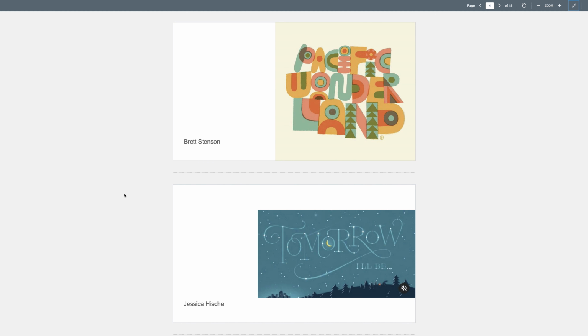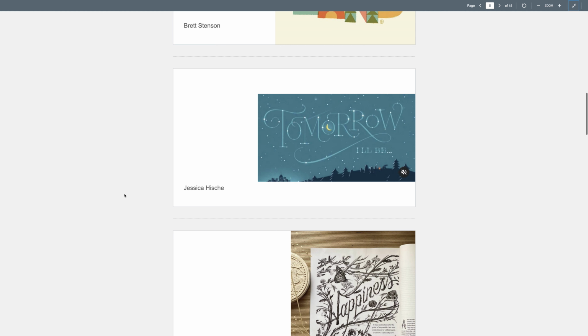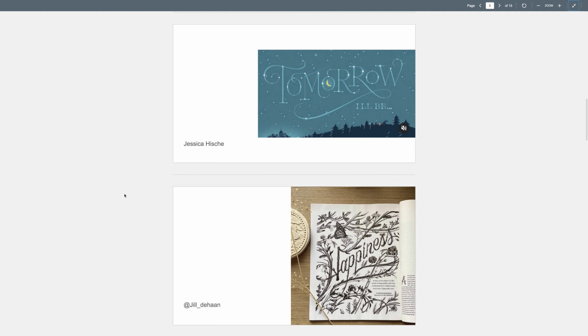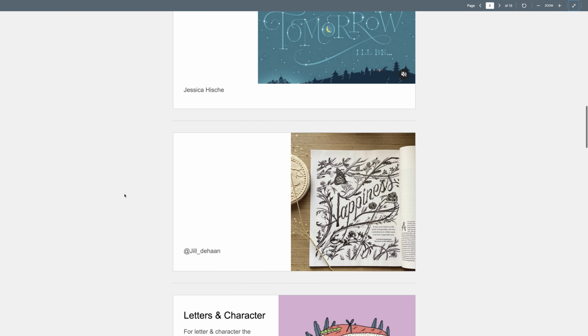This one by Jessica Hische is an example of how the letters are integrated into the illustration by acting as star constellations. Again, this one by Jill DeHaan. The letters really feel like they're a part of the illustration. She uses the branches and leaves to create these letters and really create a full and interesting illustration.